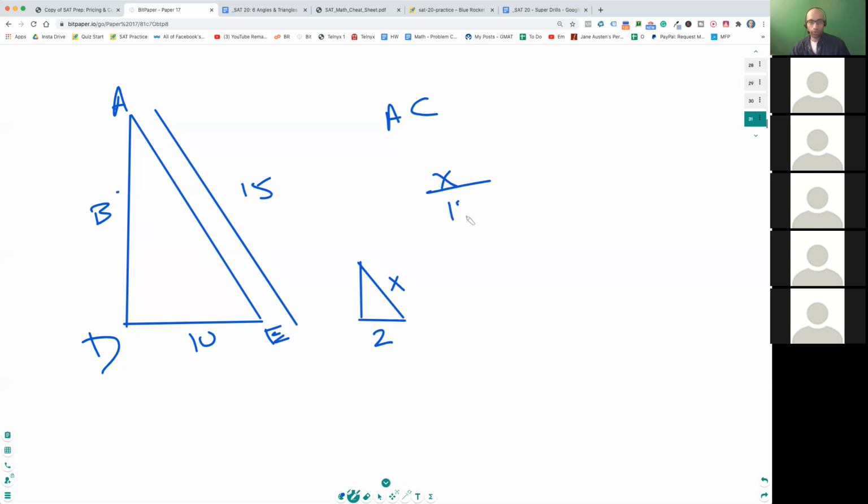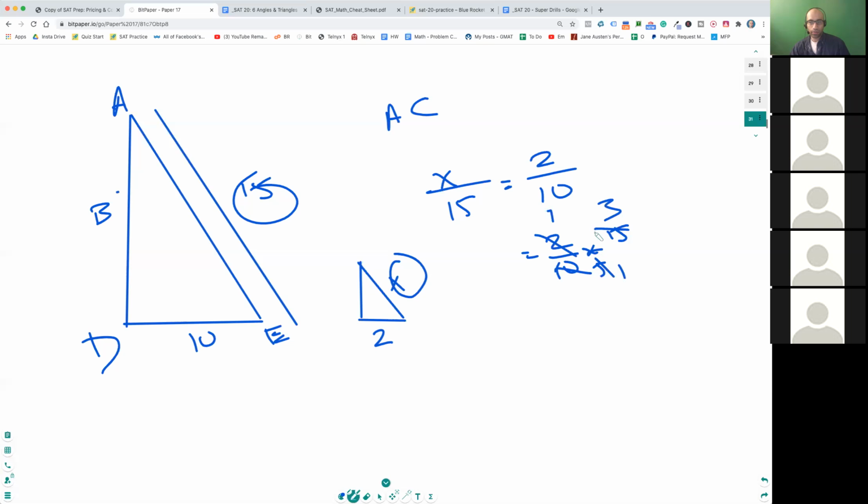X over 15, I always start with X over 15 is equal to, again, start with 2 over 10, right? And there you've solved it, right? So 2 over 10 times 15, right? So 2, 5, and 5, 3, right? So that's the answer. So it's 3.